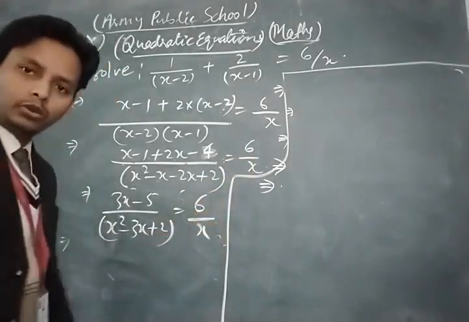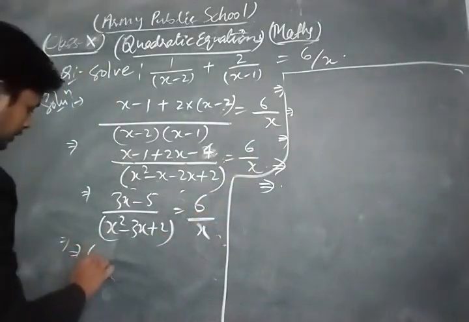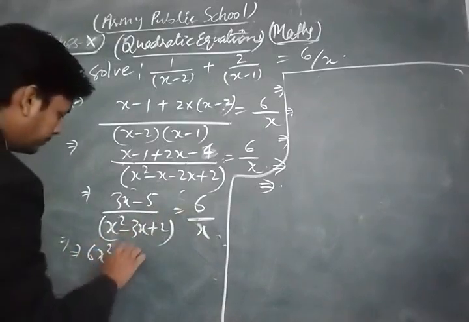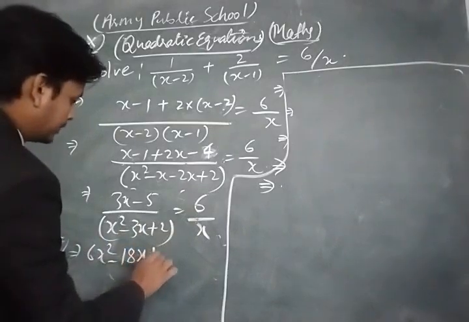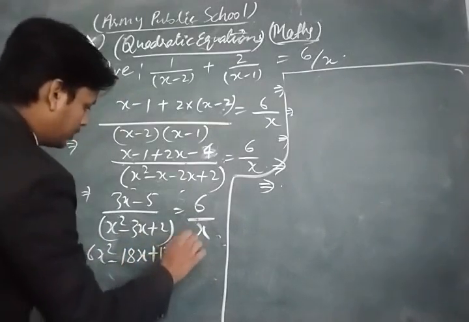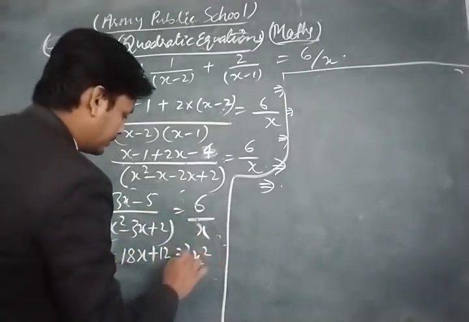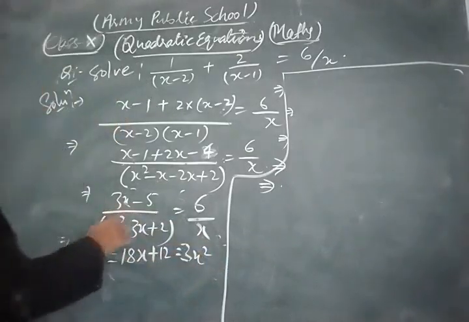Now we do their cross multiplication. So we get, look, 6x square minus 6 3s are 18x plus 6 2s are 12 is equal to 3x square minus 5x.